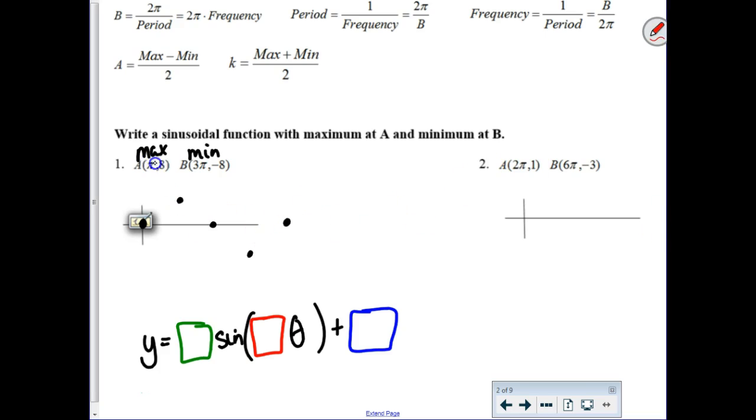Can you guys talk to me about this maximum here? This guy. It's at the ordered pair pi comma 8. So how far over is it? Pi, very good. And how high up is it? Good, it's up 8. And what about this minimum value down here? How far over is it? 3 pi, very good. And then how low is it? -8, very nice.